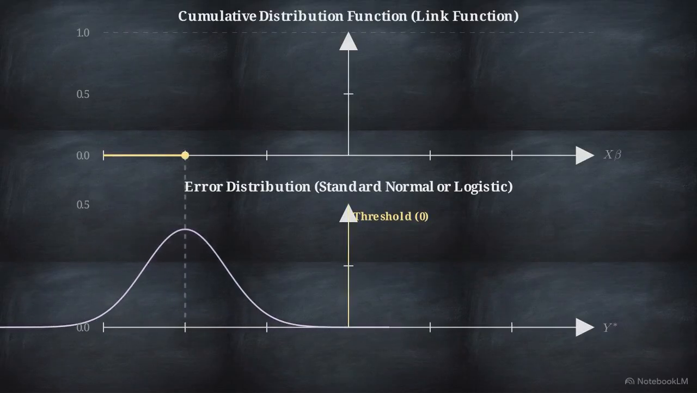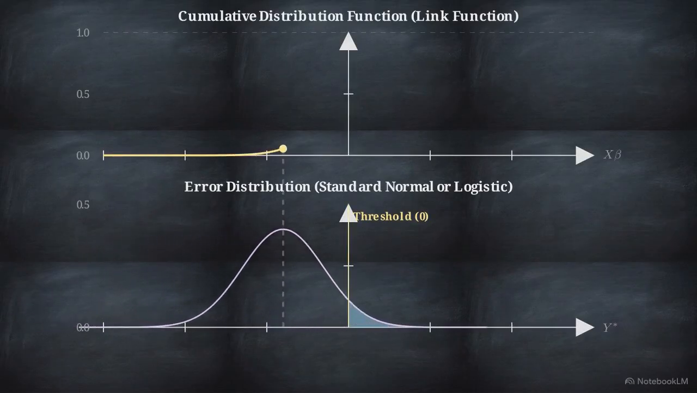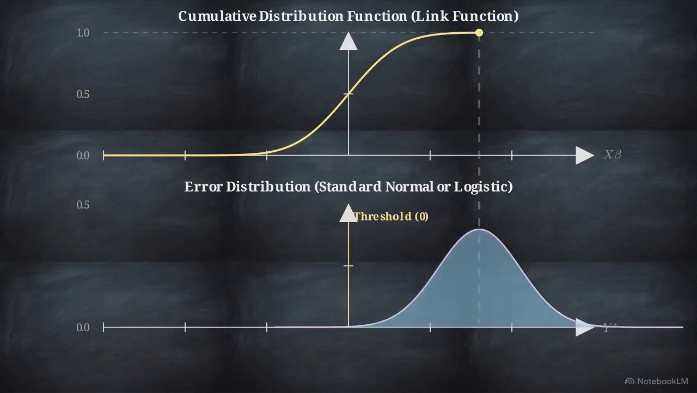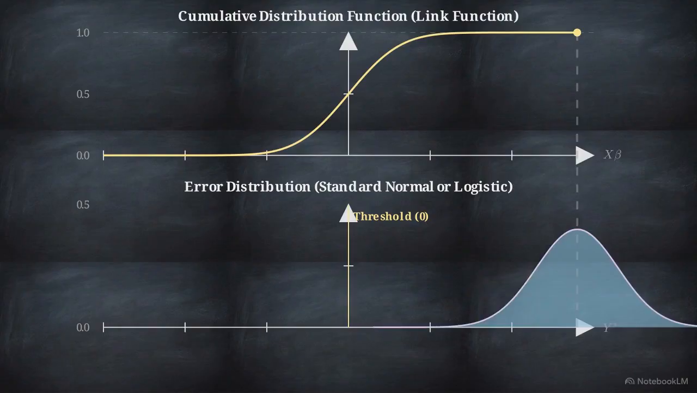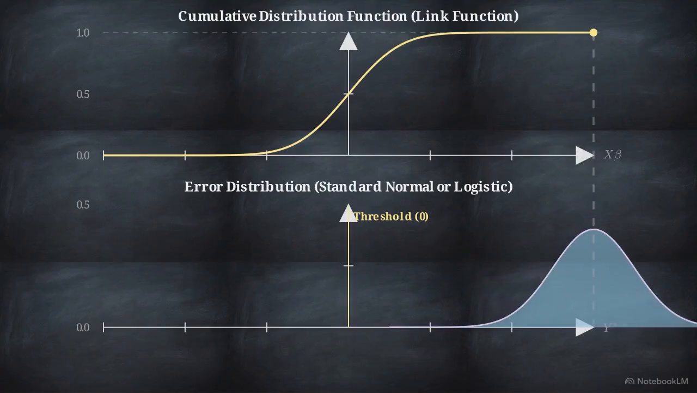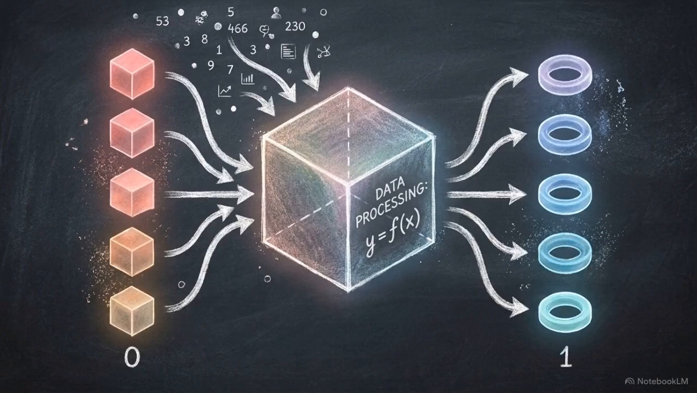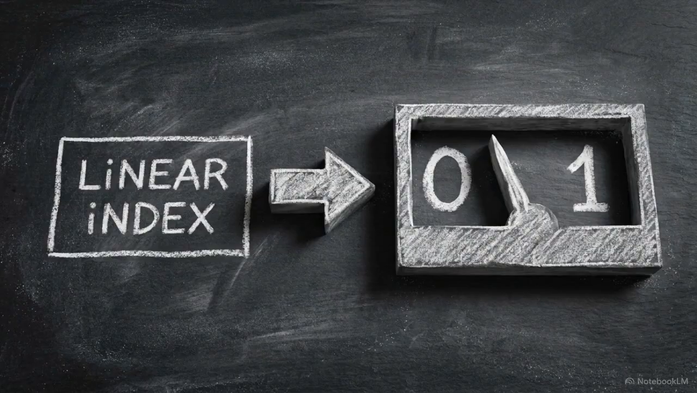As the index increases, it shifts the distribution right, growing the area that crosses the threshold. Plotting this accumulated area on a graph perfectly traces out an S-shaped curve. In statistics, this S-curve is known formally as the cumulative distribution function, or CDF. We use this CDF as our link function. It serves as the mathematical bridge connecting our unbounded linear inputs to a strictly bounded probability between 0 and 1.